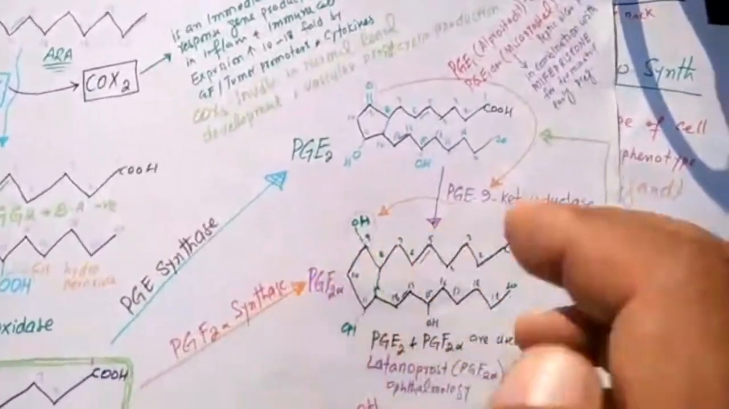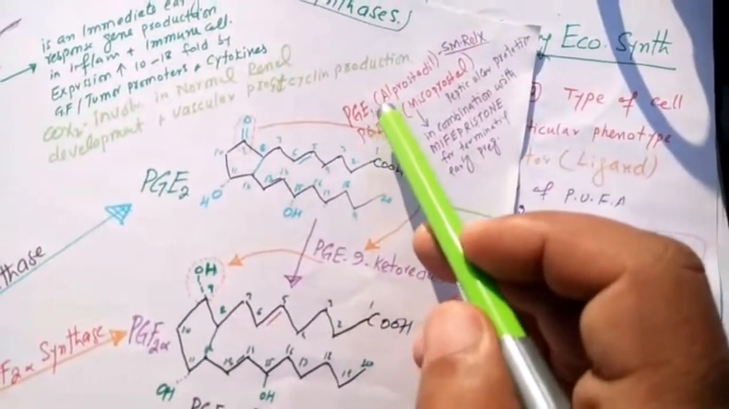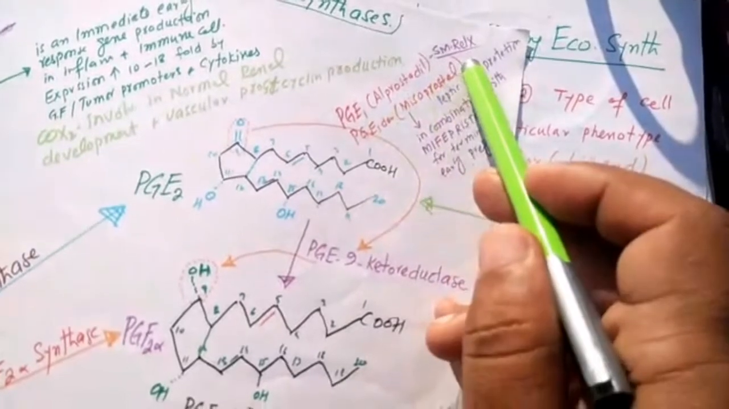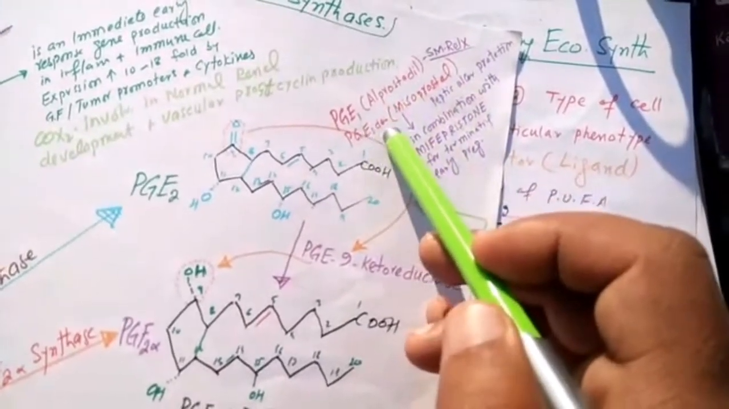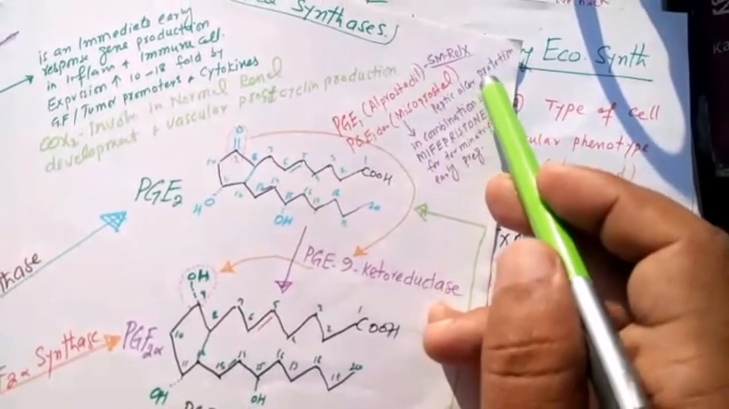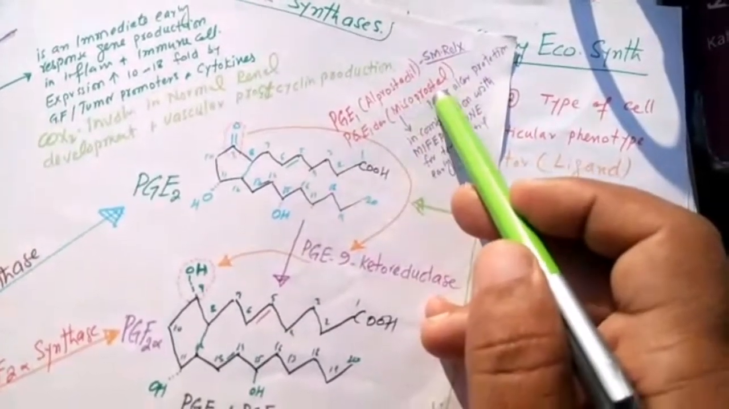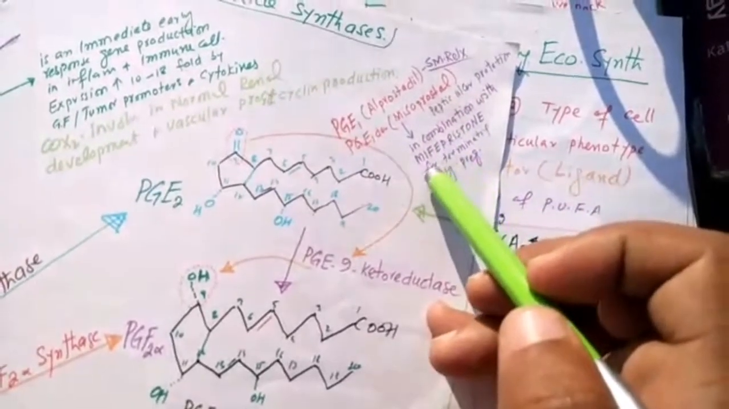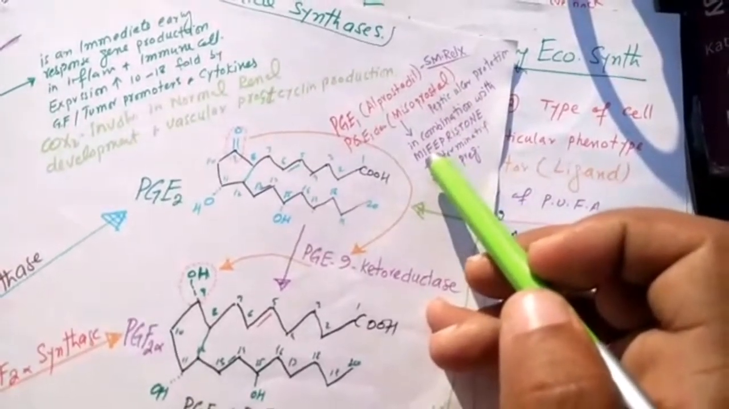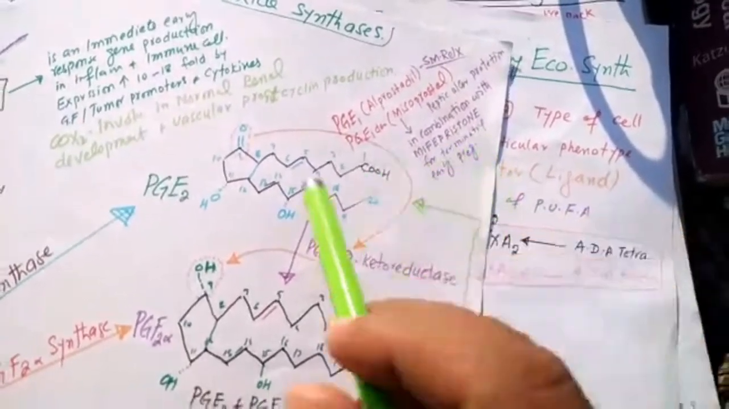This prostaglandin E1 analog or derivative alprostadil is a muscle relaxant. Prostaglandin E1 derivative misoprostol is for peptic ulcer protection. It protects the stomach from ulcer, and this misoprostol in combination with mifepristone is used for the treatment of early pregnancy.